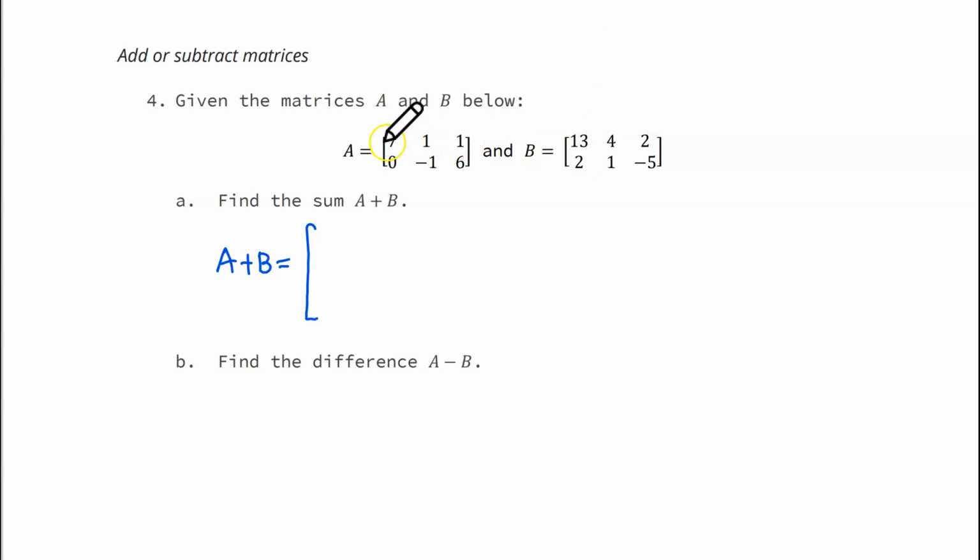So you have 7 plus 13, and then 1 plus 4, and 1 plus 2. So these are the entries on your first row. The second row would be 0 plus 2, and then negative 1 plus 1, then 6 plus negative 5.